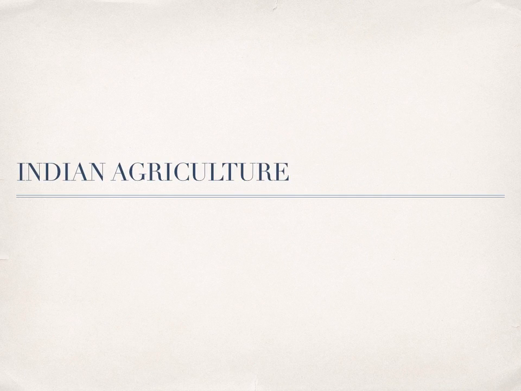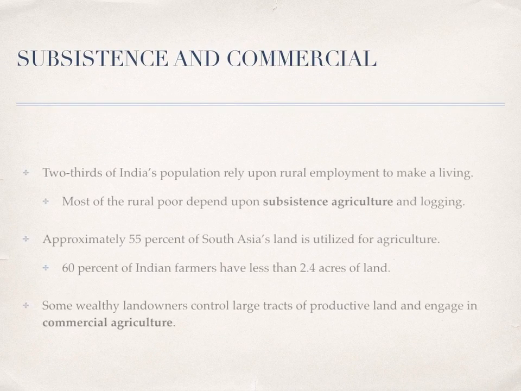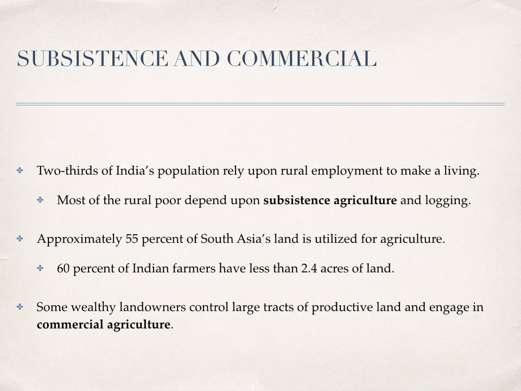Indian agriculture. Subsistence and commercial. Two thirds of India's population rely upon rural employment to make their living. Most of them are engaged in subsistence agriculture.